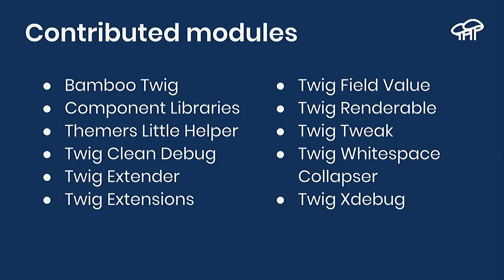Now, what we have covered so far is Drupal core and Twig core. But as you can imagine, we like to make things easier for the front-end developers, and we have a huge ecosystem of contributed modules to extend Twig. So, as I said before, Bamboo Twig, and there are many. Some of these are very popular, others are not that popular, but if you ever need one of their functionalities, they are available. And I am certain that there are more modules than I have on the slide. I'm not aware of them.